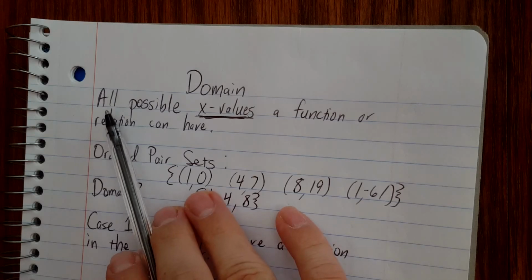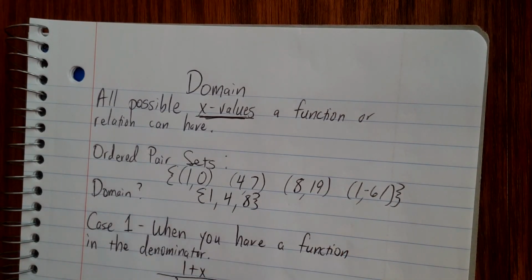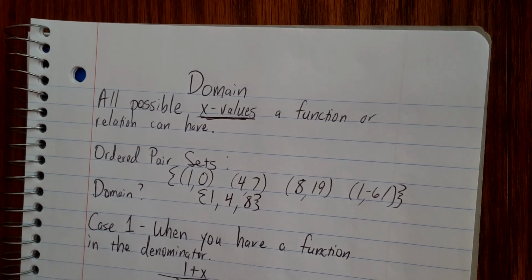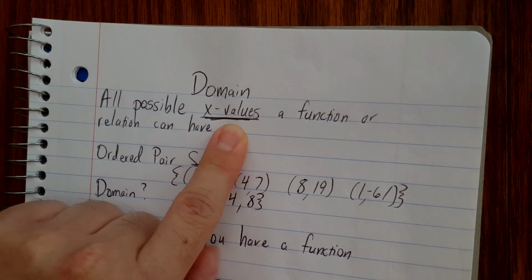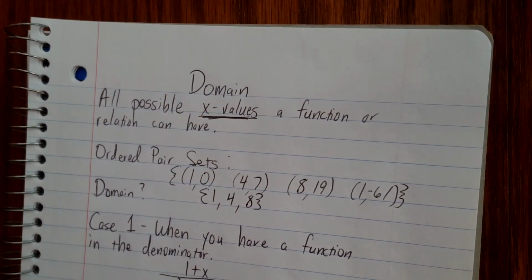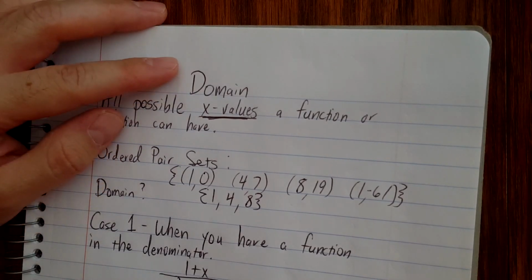First of all, domain is really just talking about all possible x values that a function or a relation can have. So when I say that it's talking about the x values and I underline that, that means that we care nothing about the y values. And that's because we're just talking about domain.